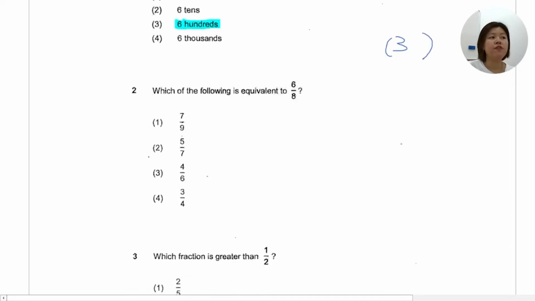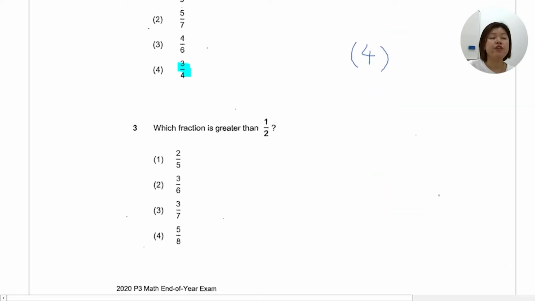Okay, next one. Which of the following is equivalent to 6 over 8? Equivalent means equal. So before we can do anything, let's reduce this to simplest form first. For fractions, normally we will try to reduce to simplest form, divide by 2 and see if we can get the answer. So it's 3 over 4. If you can see, we got it. It's over here, 3/4. So the answer is number 4.